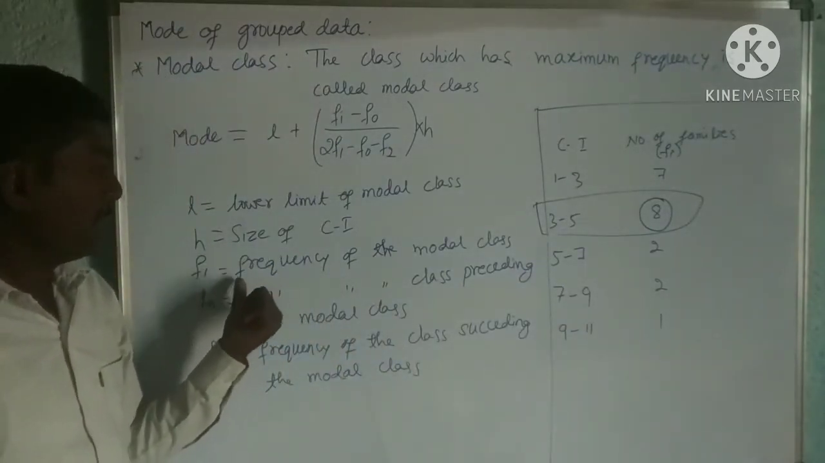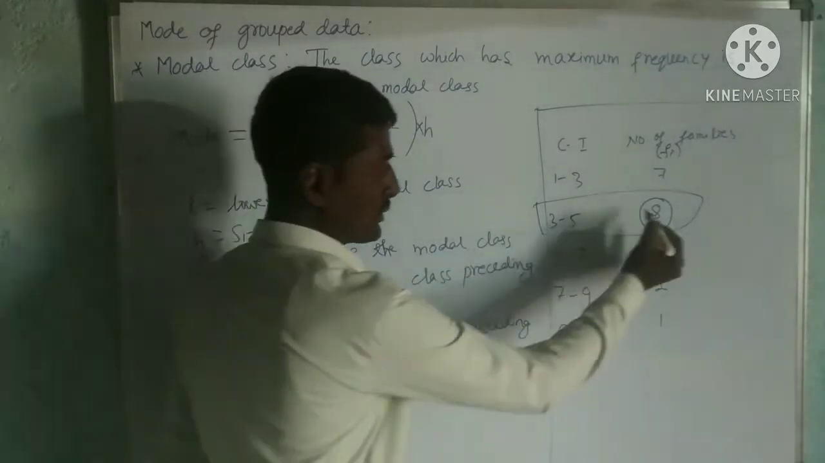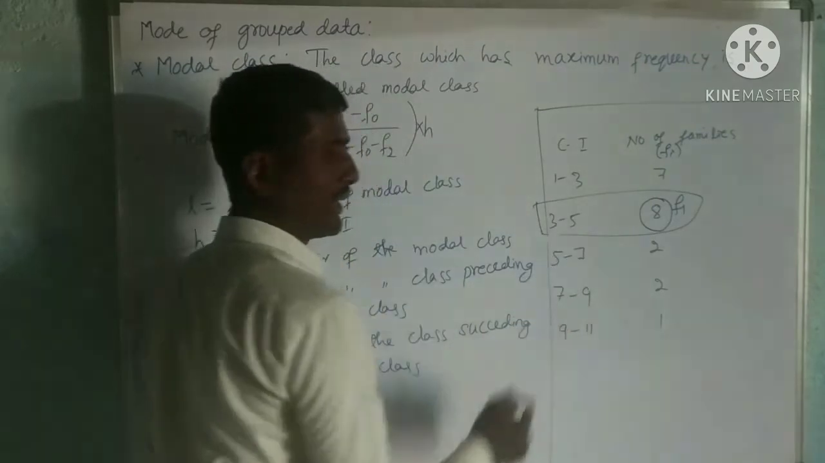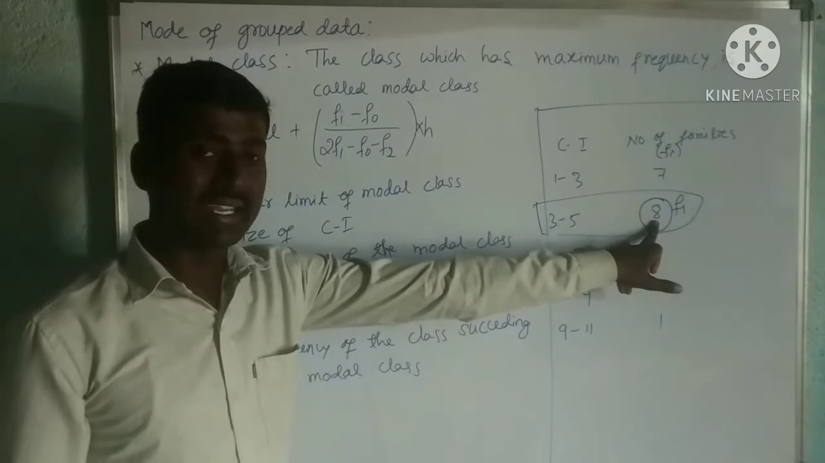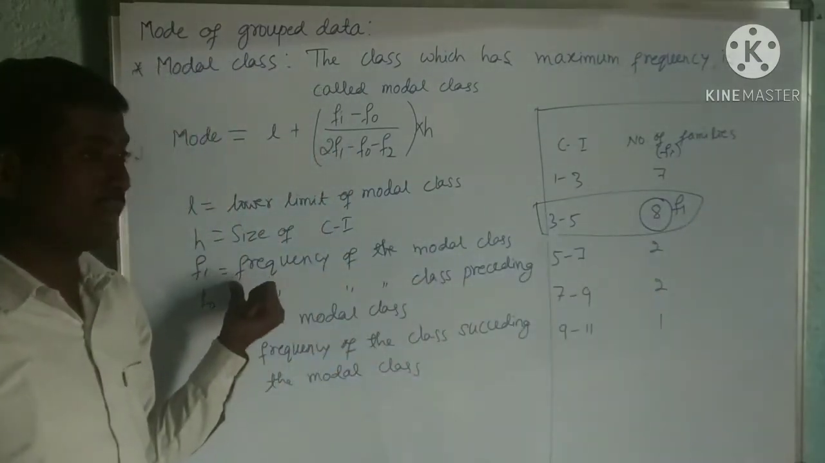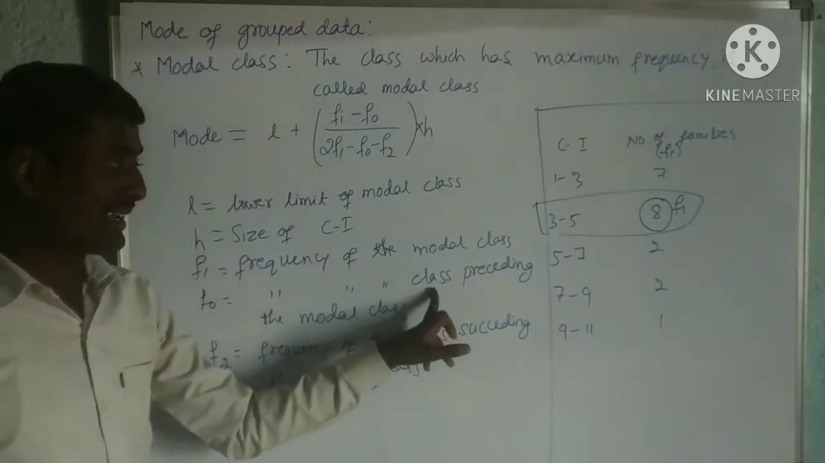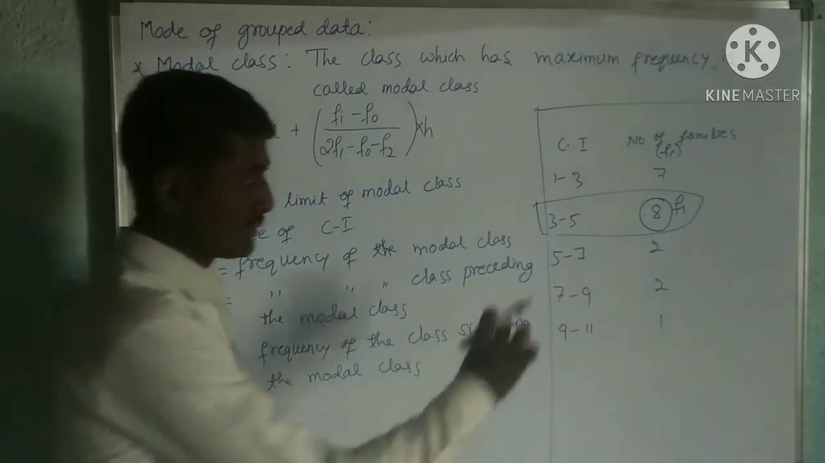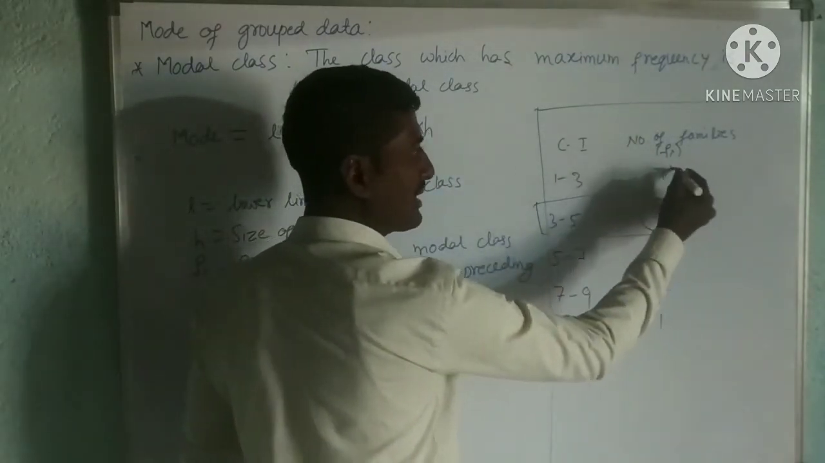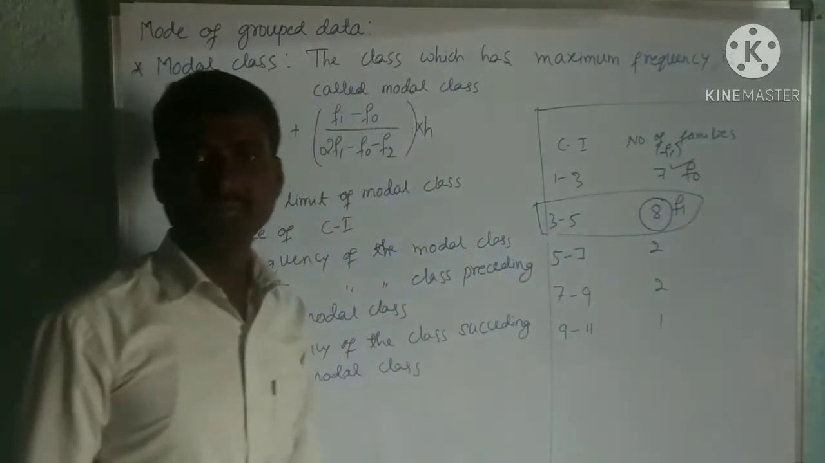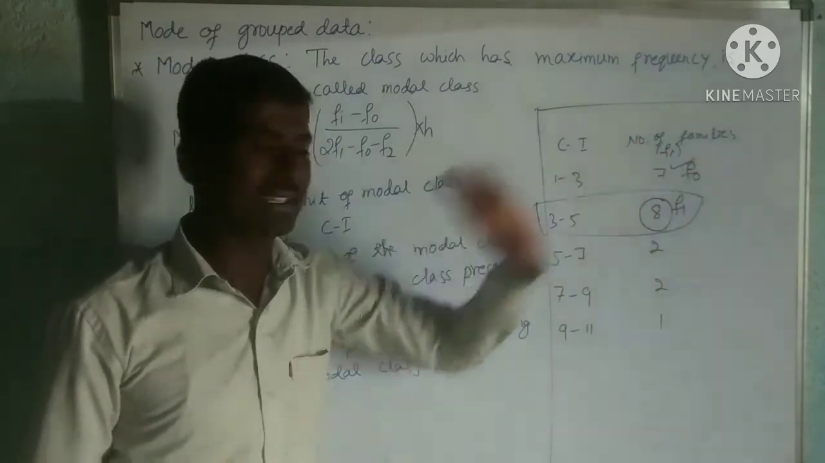Then F1 is the frequency of the modal class. This is the modal class, and its frequency is 8. Therefore, that is F1. Then F0 is the frequency of the class preceding the modal class. The class before the modal class gives F0.